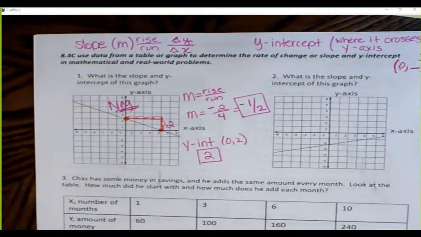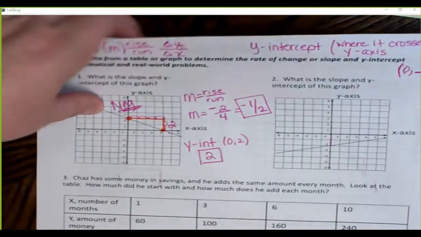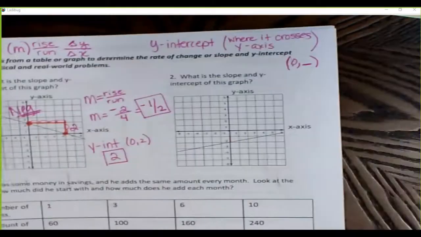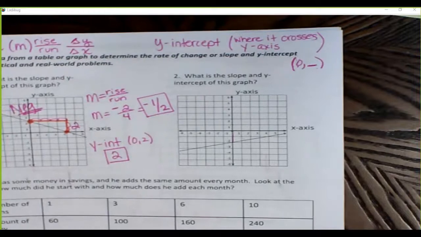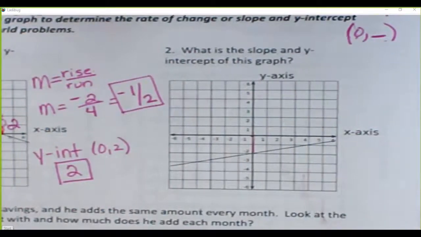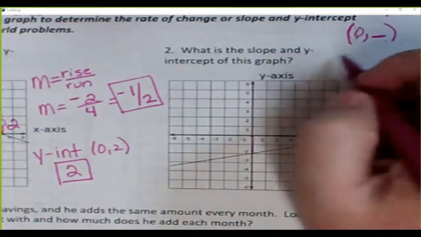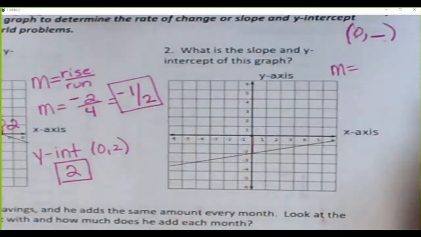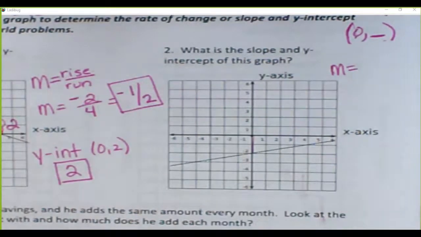All right, I want you to try to do number 2. Slope and y-intercept. Let's look at number 2. What is your slope? Ooh, I hear a bunch of different answers. 1/4, 1/6. All right, let's work it together. Let's find two pretty points.